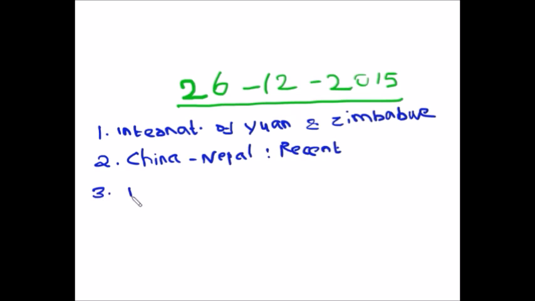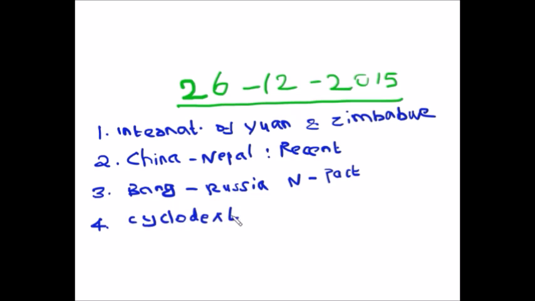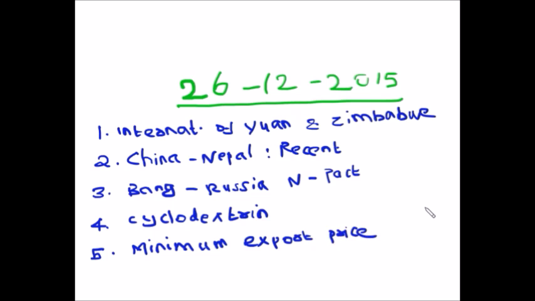And third is the Bangladesh-Russia nuclear reactors pact, and cyclodextrin and its usage, why it was in the news recently, and the concept of minimum export price. Let's start the video lecture.